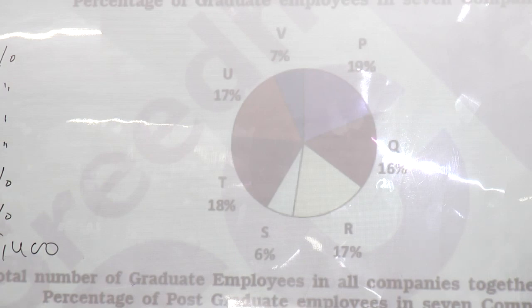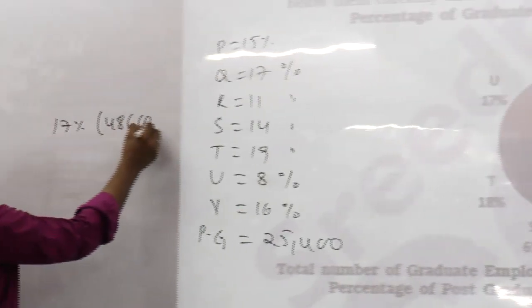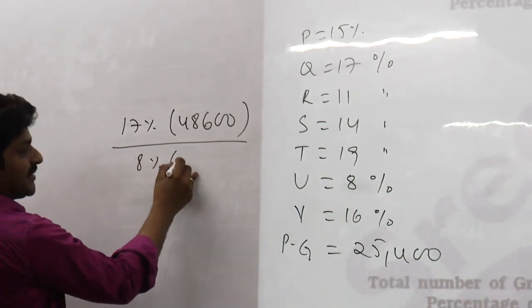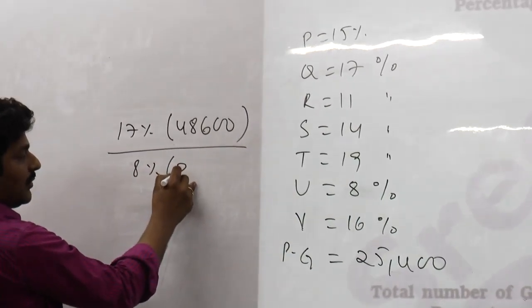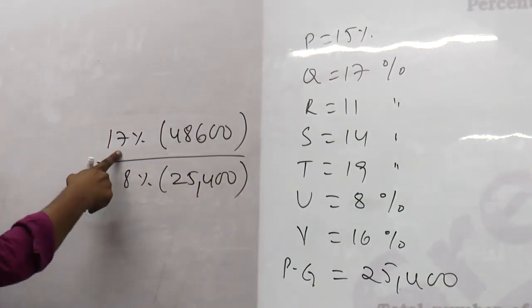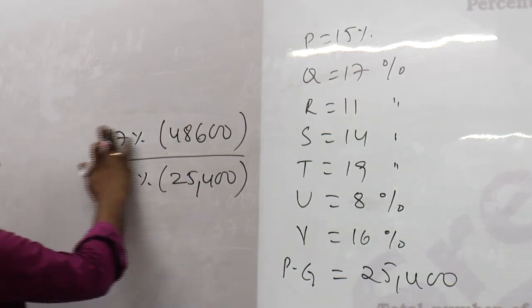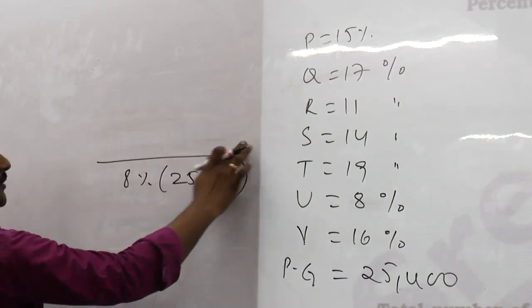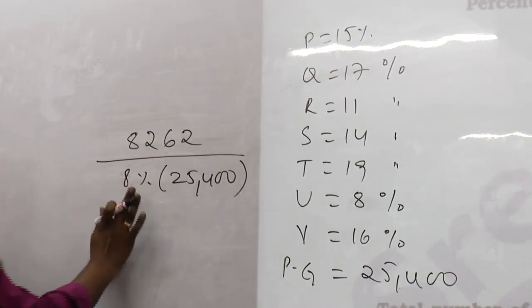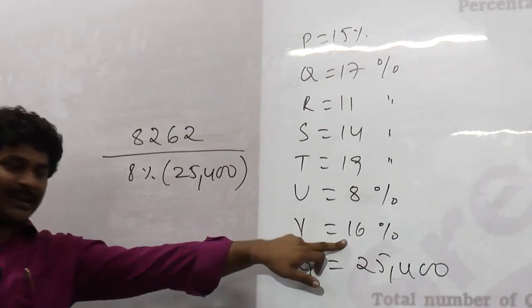In company U we have 17% of 48,600, and here it is 8% of 25,400. You know this, we have calculated for the previous question. 8,262, and you need to calculate 8%. For V we have calculated 16%.